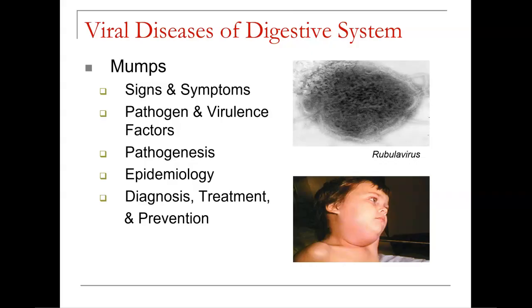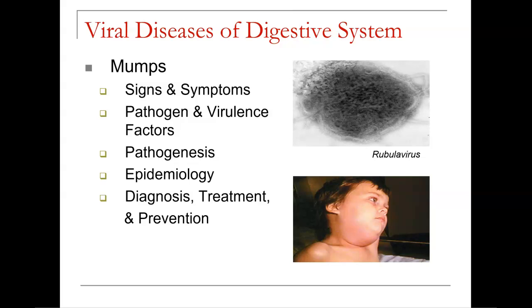Mumps is going to be swollen parotid salivary glands. You'll have face pain, fever, headache, and sore throat. The pathogen here is going to be the rubulavirus. Pathogenesis: the virus is going to enter through the respiratory system, multiply, and then invade the blood. It then infects many of the organs, including the salivary glands.